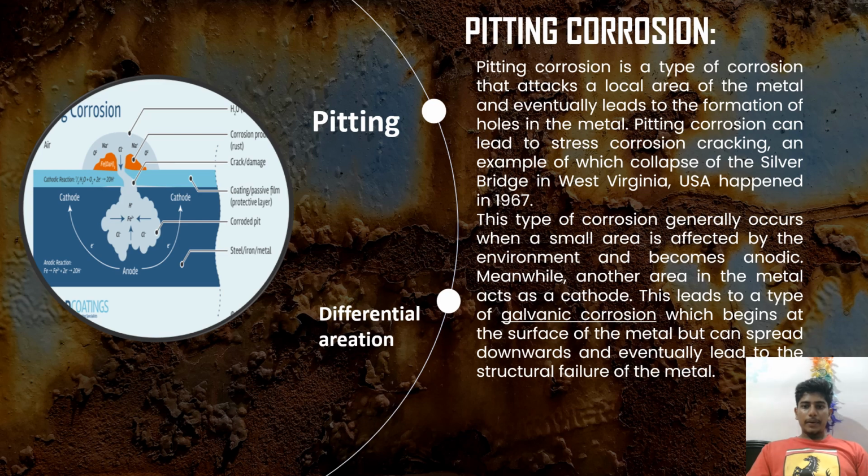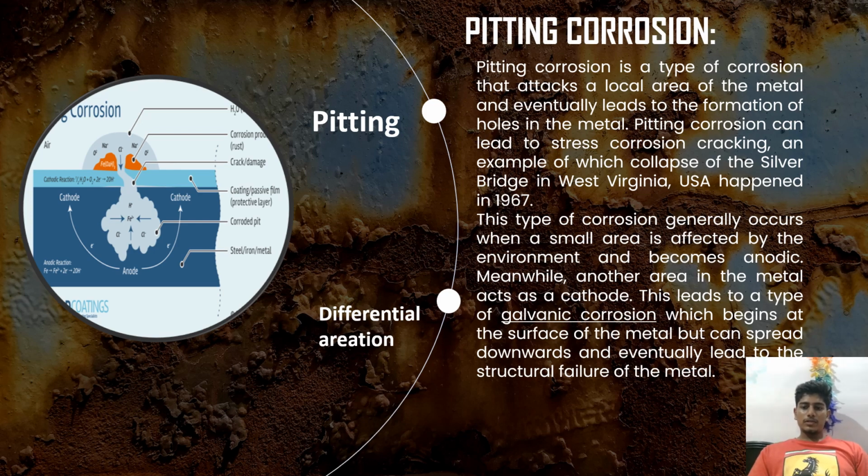The next one is pitting corrosion. Pitting corrosion is a type of corrosion that attacks a local area of a metal and eventually leads to the formation of holes in the metal. Pitting corrosion can lead to stress corrosion cracking. An example is the collapse of the Silver Bridge in West Virginia, USA, which happened in 1967.